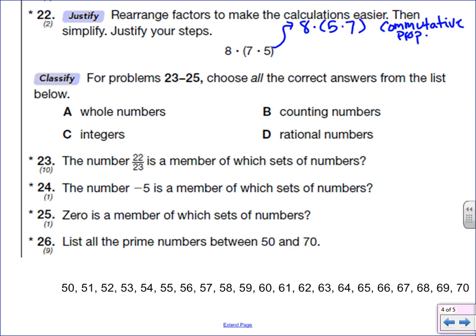The next thing I'm going to do is put parentheses around the 8 and the 5 so that I am able to do those first. And that's the associative property, which says the way that you group things doesn't matter. Then I'm going to multiply. 8 times 5 is 40. And then 40 times 7 is just 4 times 7, which is 28, with a 0 at the end.